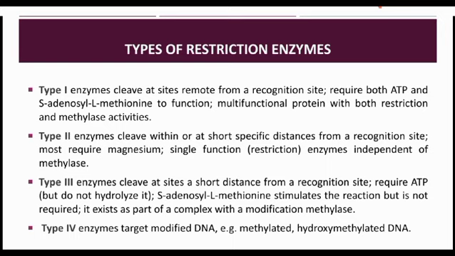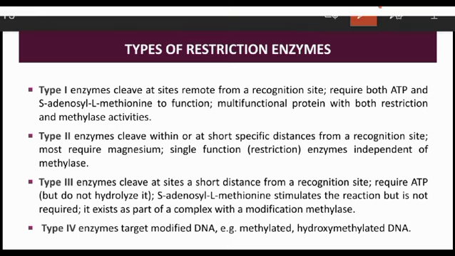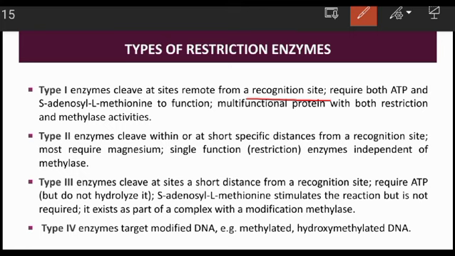Types of restriction enzymes. Basically there are four types of restriction enzymes: type 1, type 2, type 3 and type 4. Type 1 restriction enzymes cleave at sites remote from the recognition site, and they require both ATP as well as S-adenosyl L-methionine. It is basically a multifunctional protein and has both activities: it can perform restriction as well as methylase activity.